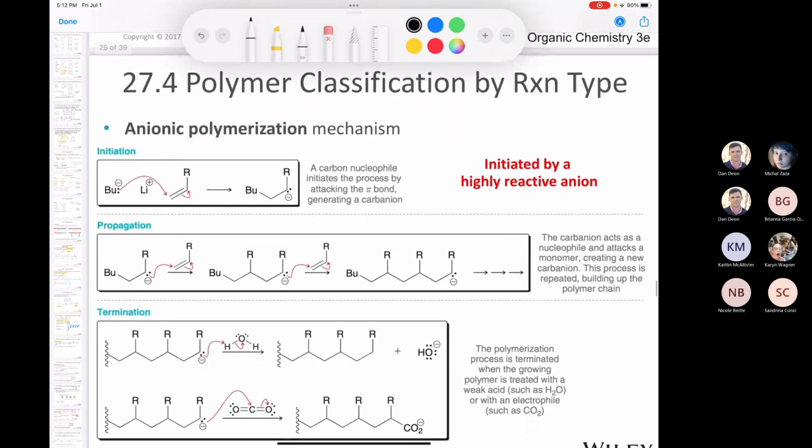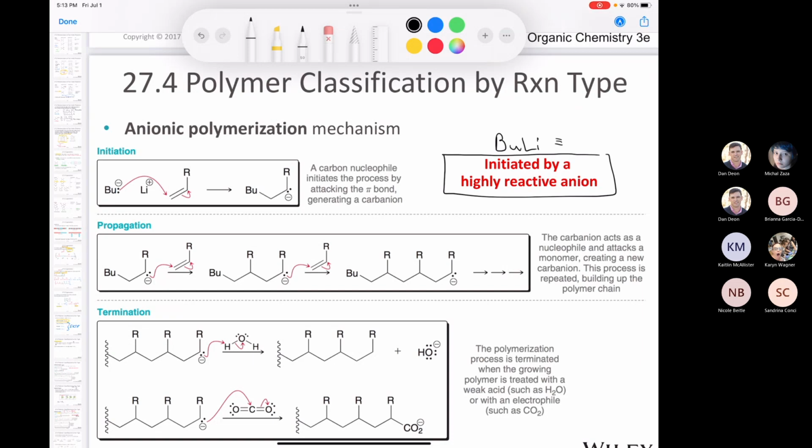Let's take a look at the mechanism. It's the same three phases: initiation, propagation, and termination, but the initiation is not going to be initiated by an acid. It's going to be initiated by a nucleophile, and the nucleophile that we like to use is butyllithium. So it says here, initiated by a highly reactive anion. So we like to use butyllithium, right?